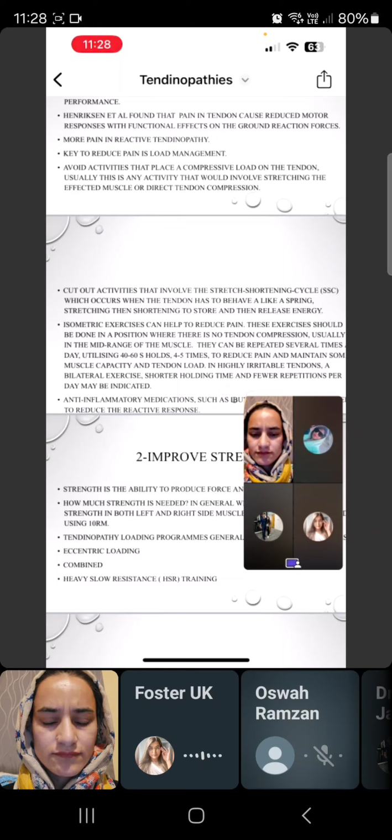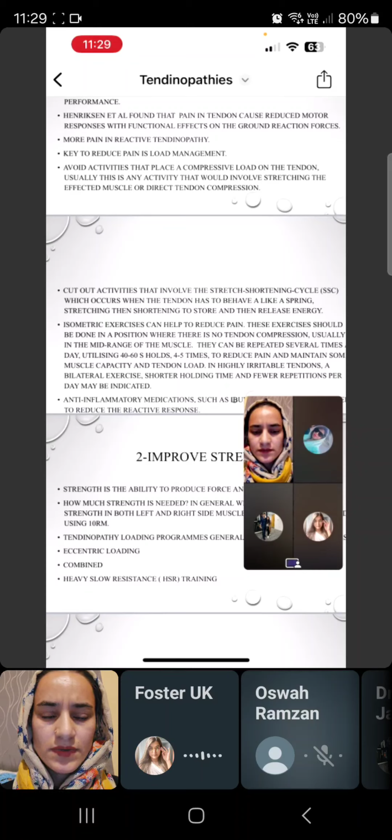So any kind of sudden jerk followed by shortening of your muscle. Okay. So cut out the activities that involve the stretch shortening cycle, which occurs when the tendon has to behave like a spring. Do you understand what I mean? So you stretch it and then you let it go. So you stretch the spring and then there's a recoil. Okay. So stretching, then shortening to store and then release energy.